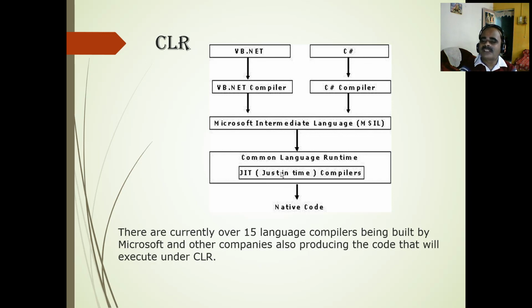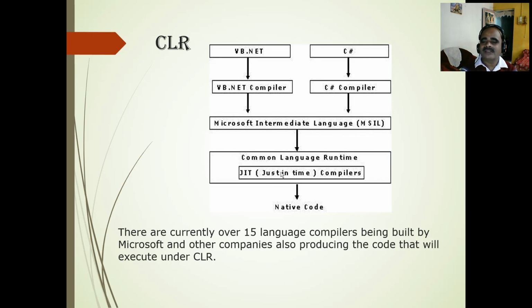CLR will consider this code. It will convert this code, which is called JIT, just in time. The JIT compiler is a part of the CLR. The JIT compiler's major responsibility is to collect the code from the MSIL and convert it into native form, specifically machine language format, and the output of the CLR is the native code. So native code is in the form of machine language format.